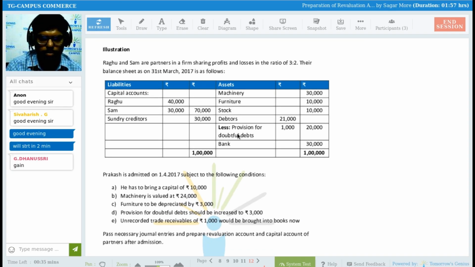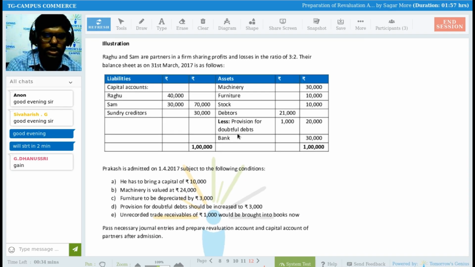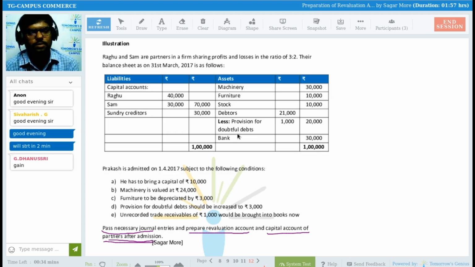See what we have to do here in this particular question. They are asking me to pass necessary journal entries and prepare the revaluation account and capital account of the partners after admission. So they are asking me to pass journal entries, prepare the revaluation account, and prepare the capital account after admission of a partner. Okay, sir, we will do one by one. We will be passing the journal entry first of all.